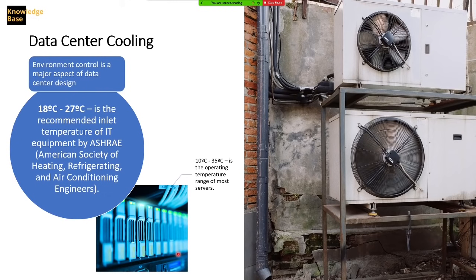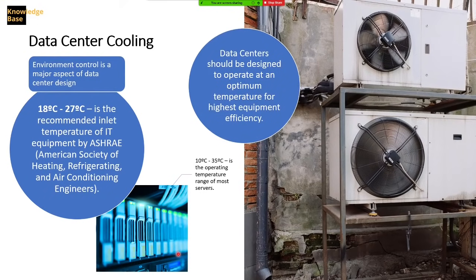If you look at the equipment, it can operate from 10 degrees to 35 degrees. So in the range that Ashley is giving, it's fine for them. As a designer, you should always design a data center with an optimum temperature control to give the highest efficiency of the equipment, because the equipment also will be more efficient if operating at normal room temperature rather than operating at 35 degrees or 10 degrees, and a more efficient design from the cost of cooling.